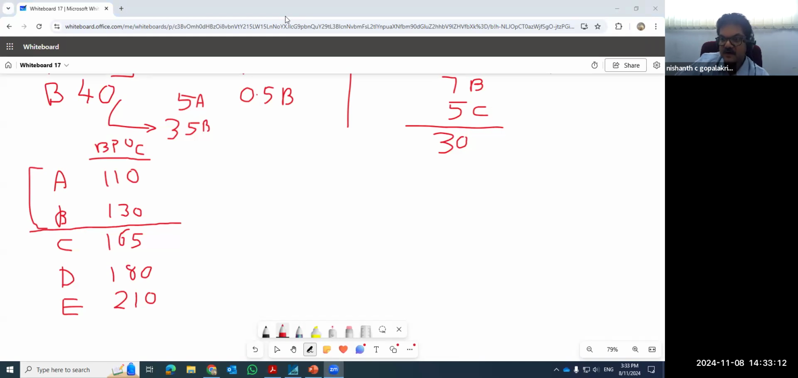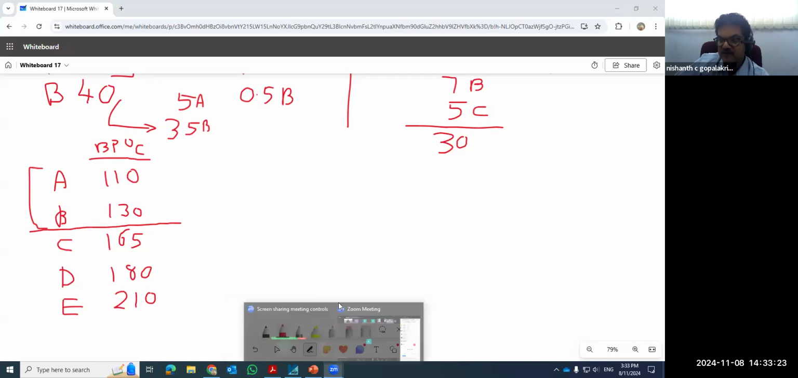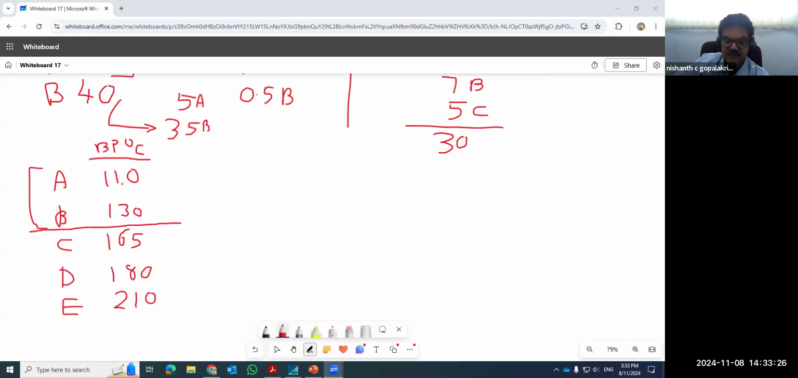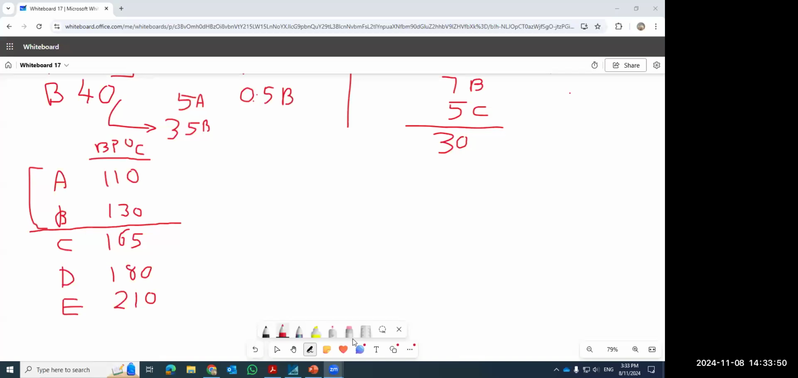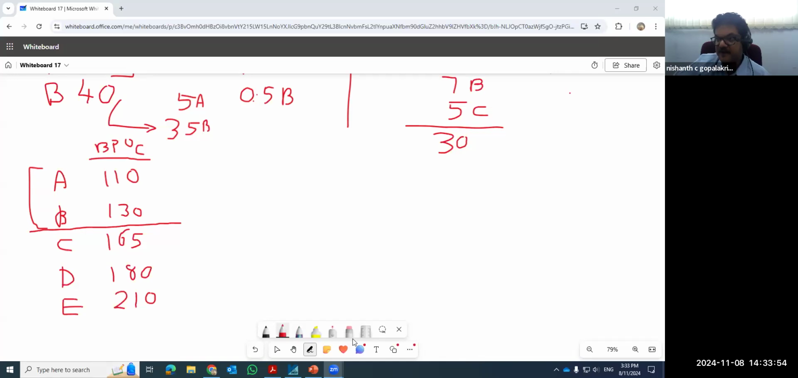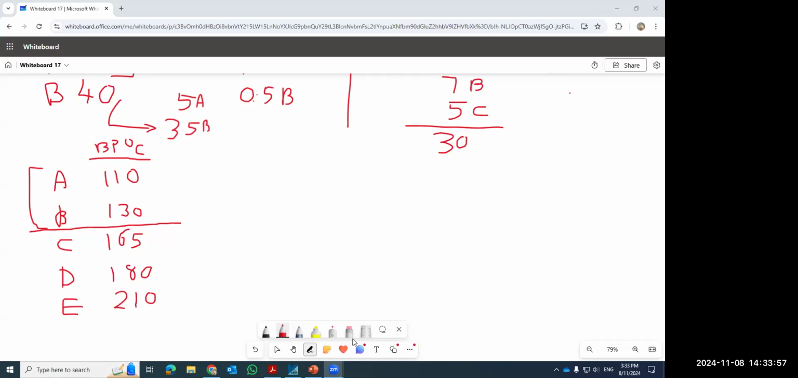So my question is, I have 2 components I want to keep at the top, A and B. Out of these 2 components, which one is harder to keep at the top? Is it hard to keep A at the top or is it hard to keep B at the top? What do you think? B at the top is hard. Reason? Because the temperature is higher than A.